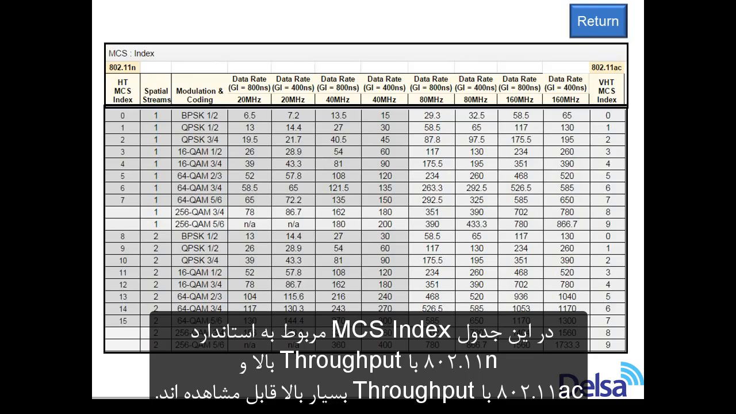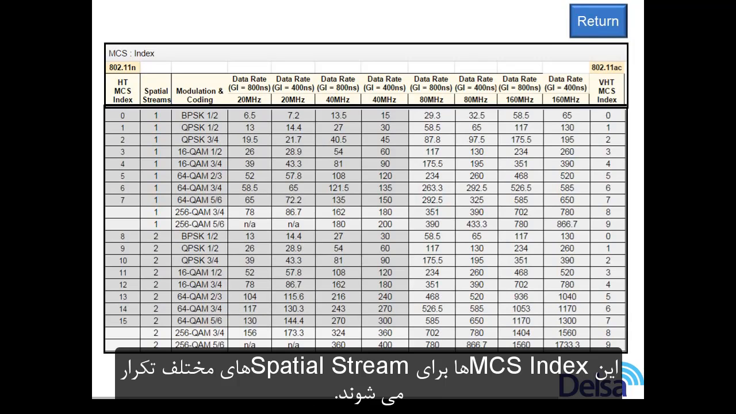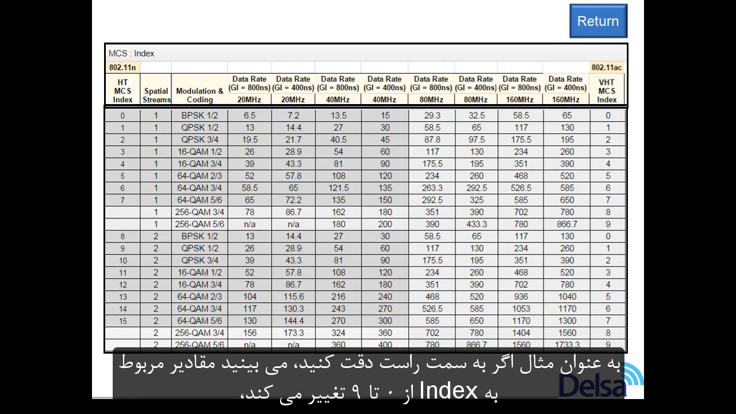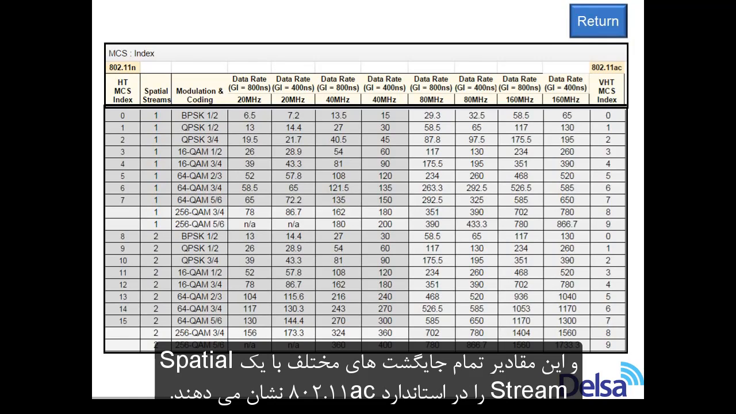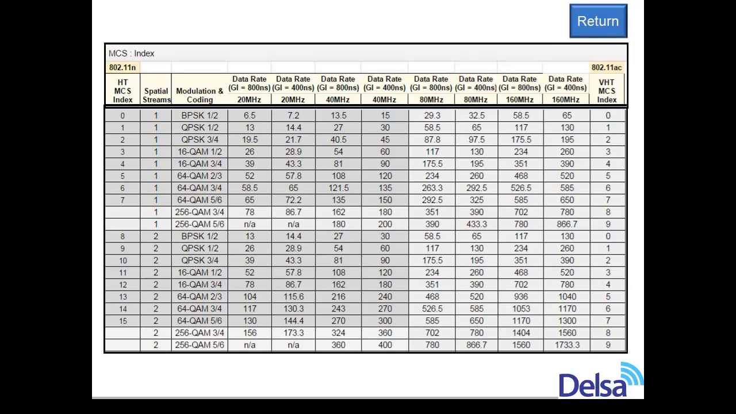Now, this is actually using two different indexes. We've got the high throughput MCS index for 802.11n on the left, and we've got the 802.11ac very high throughput MCS index. These indexes are going to repeat themselves for the spatial streams. So for example, if we look on the right, we can see values going from 0 all the way through to 9, and this is going to represent all the different permutations using one spatial stream for 802.11ac.